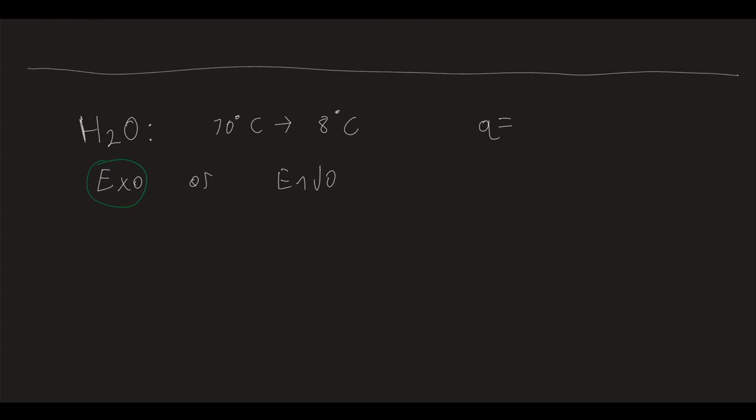So note that if we ever don't know, Q positive equals endothermic, and Q negative equals exo. Because if Q is negative, that means heat is being released, so the Q is going to be decreasing. If Q is positive, that means heat is going to be absorbed.